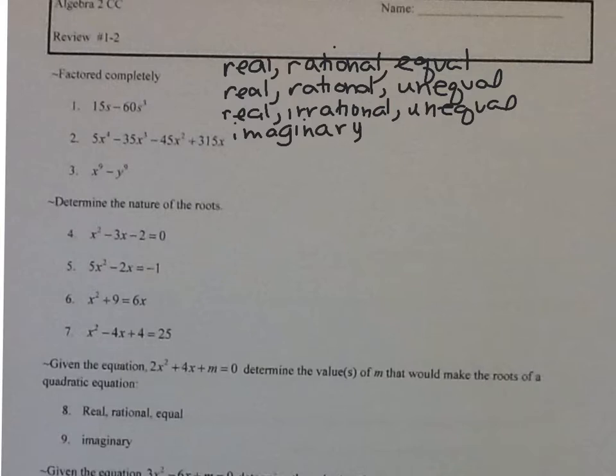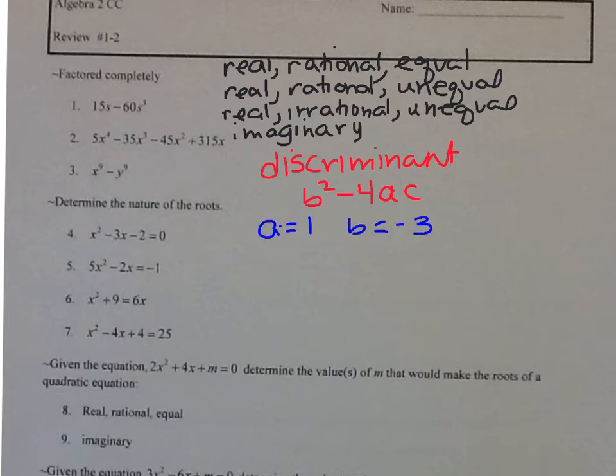All right, so remember, we want to do the discriminant. The discriminant is what's under the square root symbol from the quadratic formula, which is b squared minus 4ac. All right, so let's take a look at 4. A is 1, b is negative 3, and c is negative 2. So we're going to plug it in. So I have negative 3 squared. Notice I use parentheses. Minus 4 times 1 times negative 2.